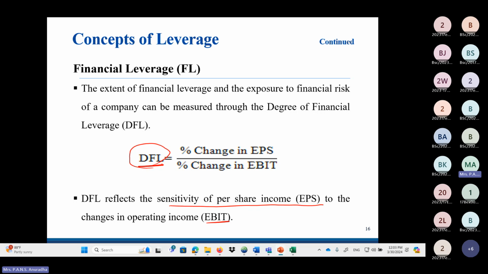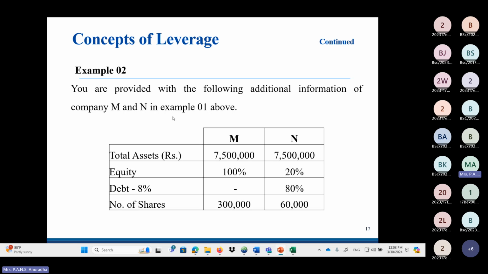Now we are going to use the same example again, company M and company N. You are given some additional information on the two companies. See, the total asset, total capital, for the two companies is the same, 7.5 million. See how they have financed it. Company M has total equity financing, so its financial leverage is 0. No debt capital in their capital structure.